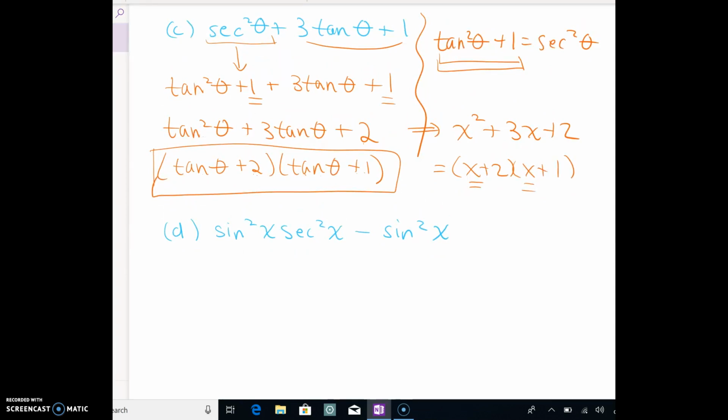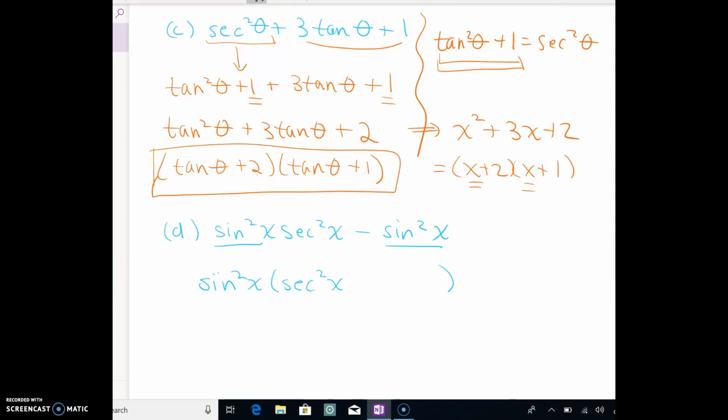Now, in part D, in regards to factoring, normally or typically we first ask ourselves, does this have a GCF? And we kind of ignored it in the examples above because it didn't, but hopefully you can see here that in this case we do have a greatest common factor. And we're going to start by factoring out sine squared of x from each one of these terms.